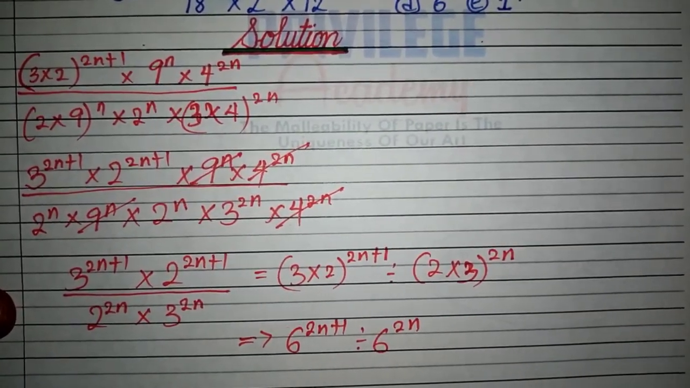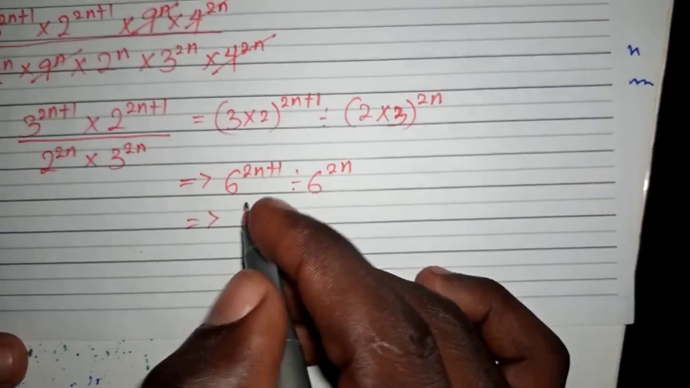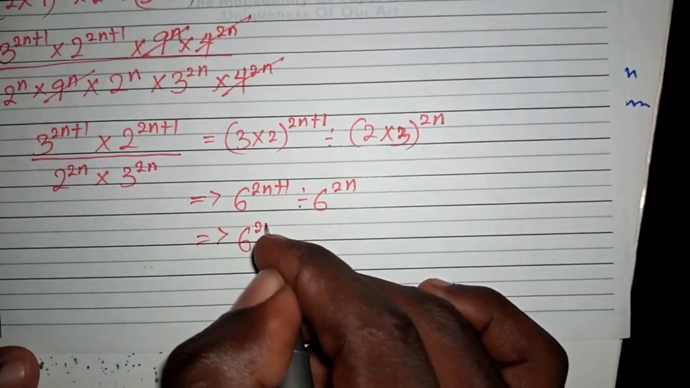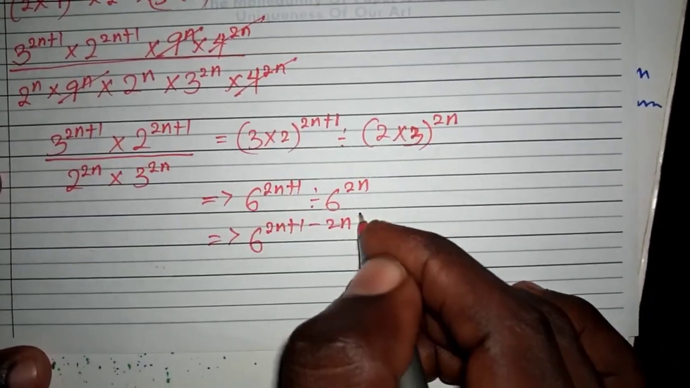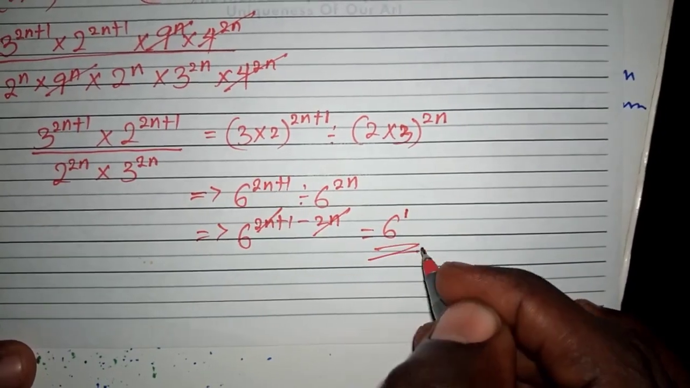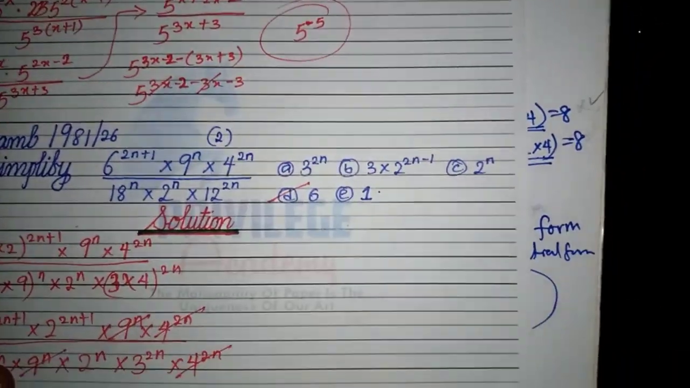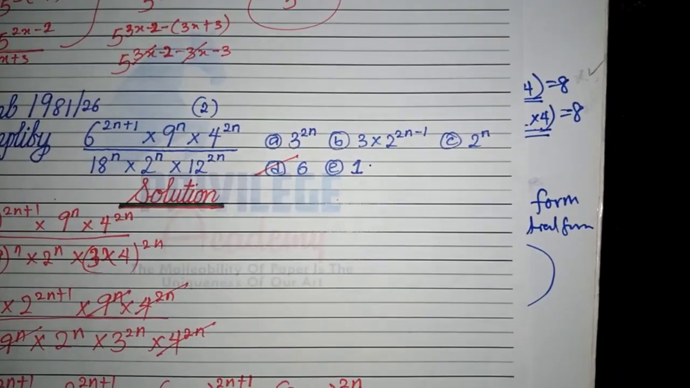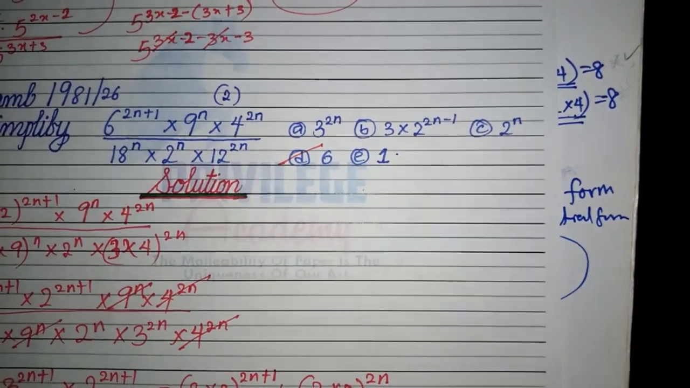So I'll apply the second law, and now we have that 6 to the power of 2n plus 1 minus 2n equals this, and this cancels. So I have 6 to the power of 1. And that is my answer, D. So let's move to the next question on our list.